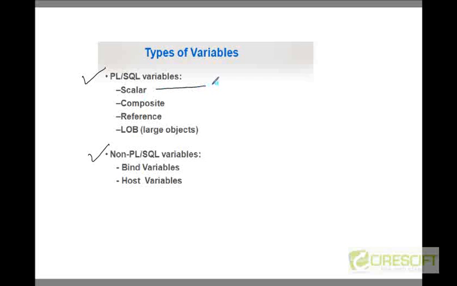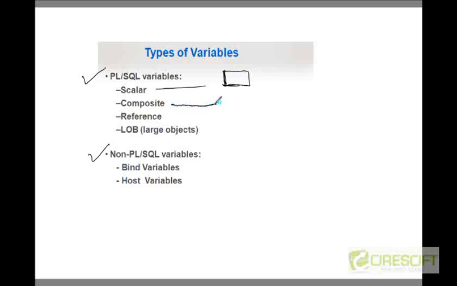The first one is scalar. The scalar variable is something where we store one data at a time. So if this is a scalar variable, that means you tell me what kind of data is stored there. It's a number, or it's a varchar, or it's a date, or it's an integer, and so on.